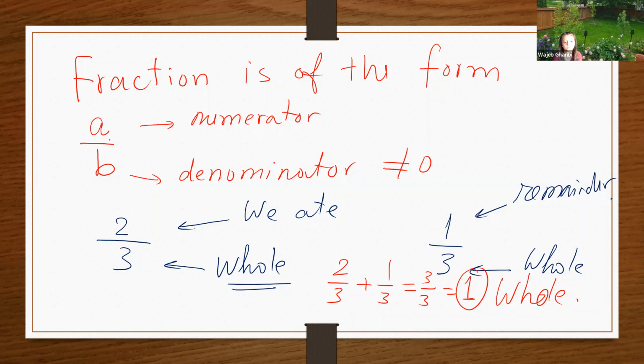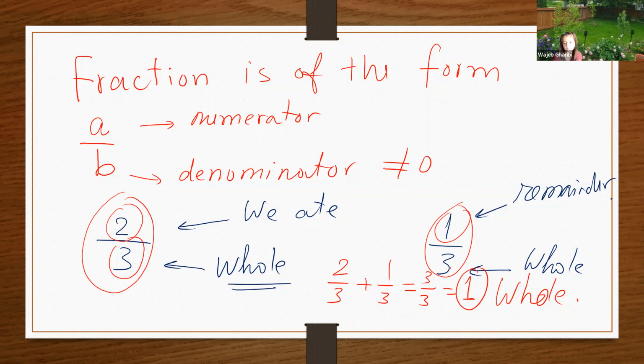Okay. So here, as you see, we have a whole cake. We ate 2/3, so we ate 2 over 3, and the whole was 3 pieces. The whole was 3 pieces, and we ate 2 pieces. So we ate 2/3. Okay, this is a fraction. The remainder is 1 piece out of 3, so the remainder is 1/3.